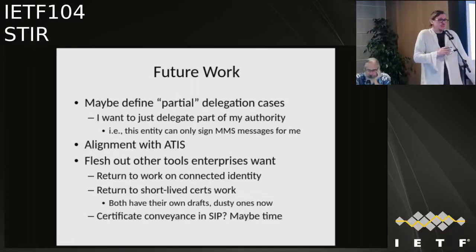I could see doing that at some point. I would probably punt that to a separate draft if we were to do so. But if there are any hooks we need to put into this to make sure we don't close the door on that possibility, we might want to do that at this point.